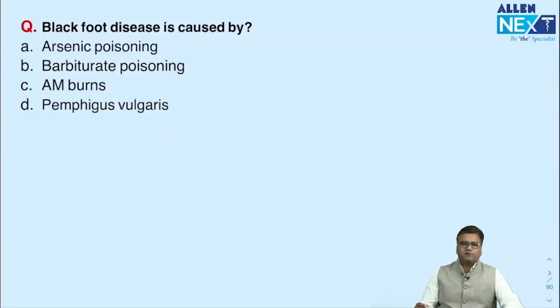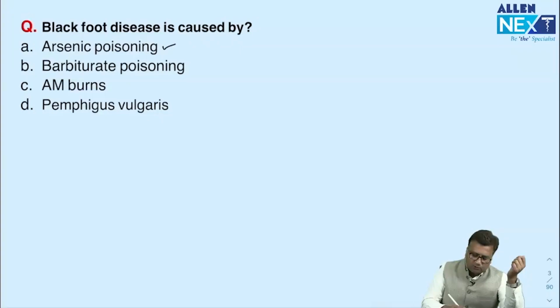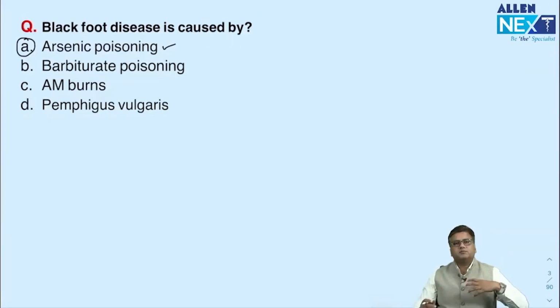The next question is a fairly straightforward question, doesn't need much of a discussion. Blackfoot disease is caused by, the answer is arsenic poisoning. It's an outcome of arsenic poisoning. Basically, it's a peripheral vascular gangrene that happens due to chronic arsenic exposure.